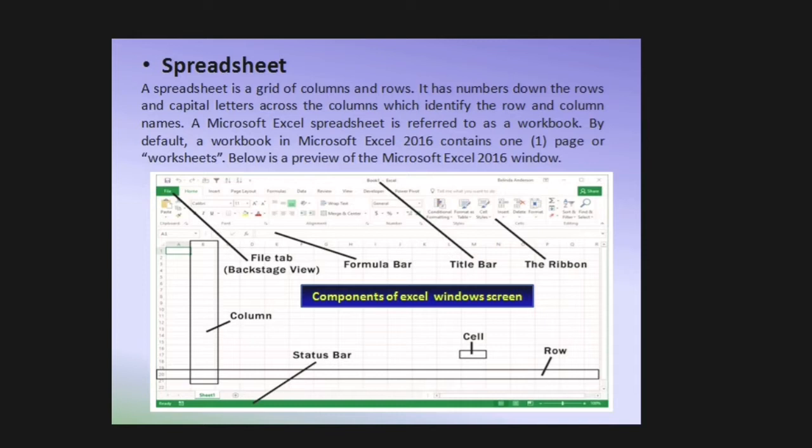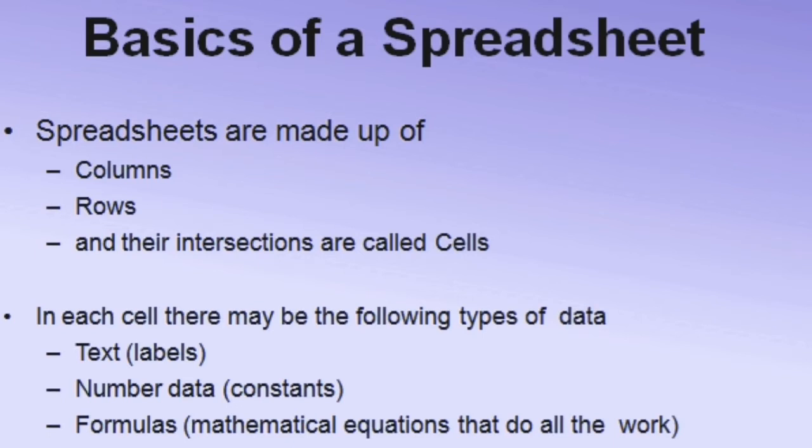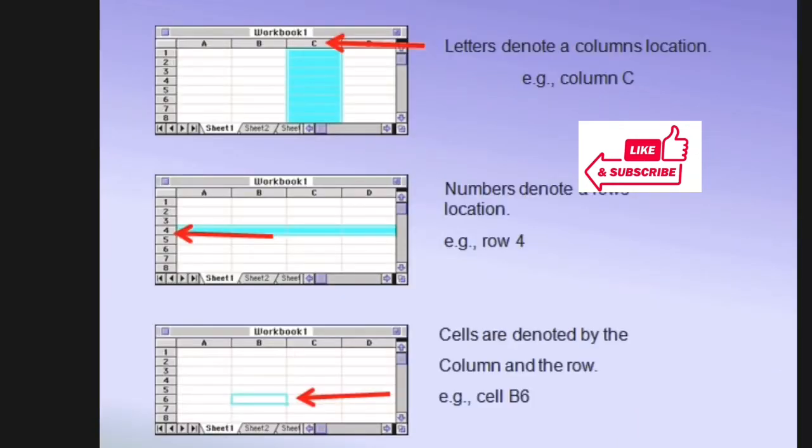Basics of a spreadsheet. Spreadsheets are made up of columns and rows, and their intersections are called cells. In each cell, there may be various types of data: text, numeric, and some formulas. This letter C denotes column C, and this number 4 denotes row number 4, and cells are denoted by column and row. This is the cell address B6.